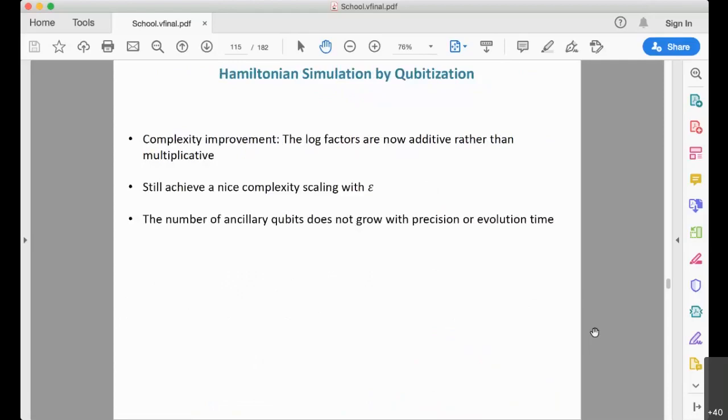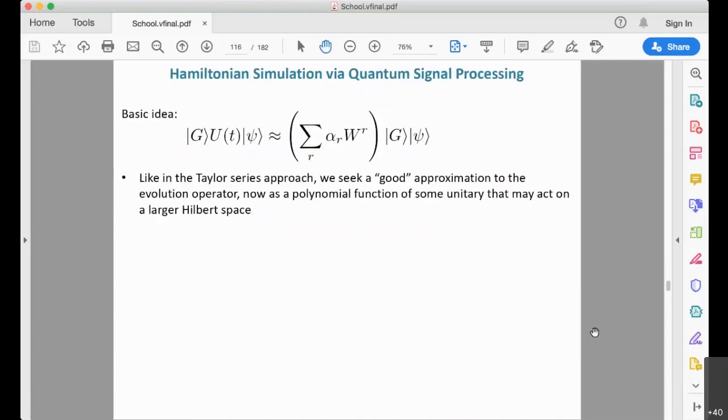All right. So how does this work? Okay. So the basic idea is roughly similar to the Taylor series approach. We're going to try to implement the evolution operator on some state psi by applying an operator, maybe acting on a larger Hilbert space now. But this operator is now a linear combination, or if you want, a polynomial in some unitary W of R. All right. So here you already see that this problem is again related to the problem of function approximation. The better these functions approximate the evolution operator, the better I will do. All right.